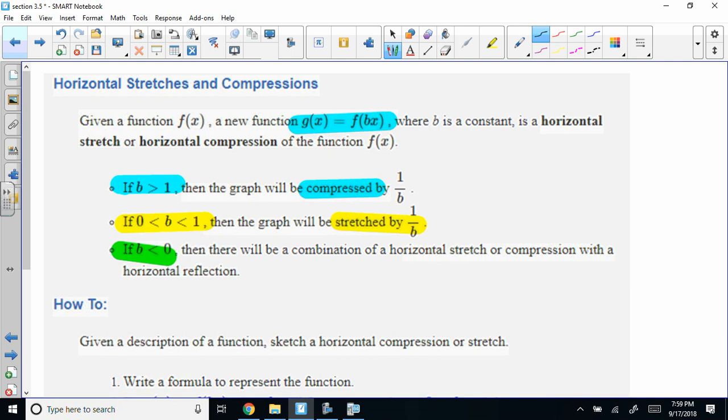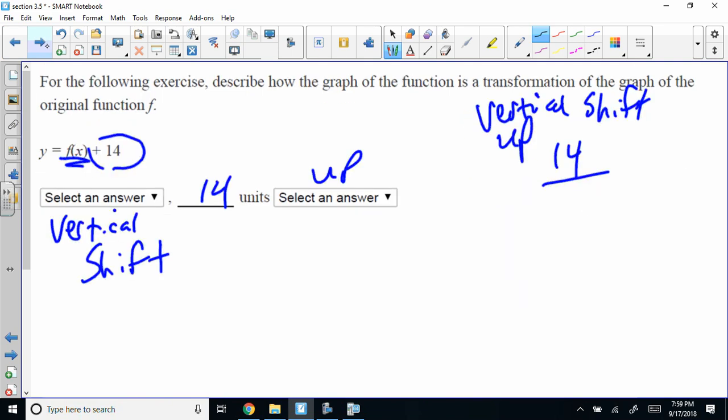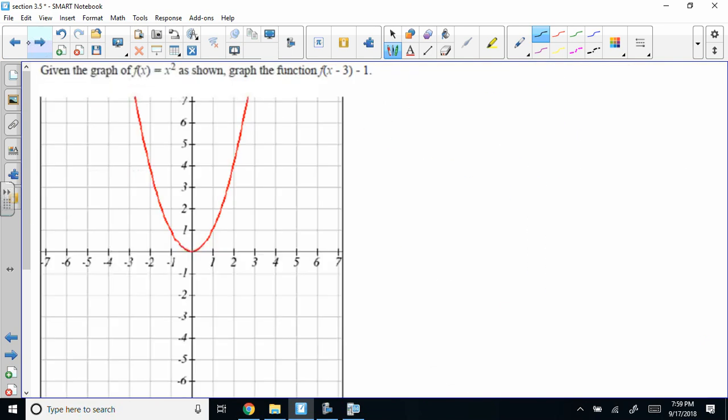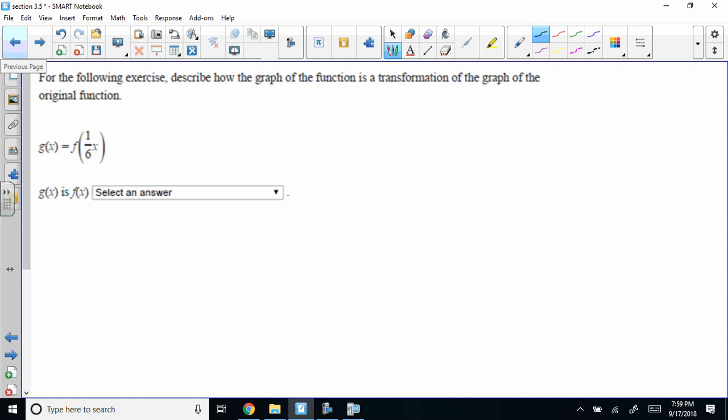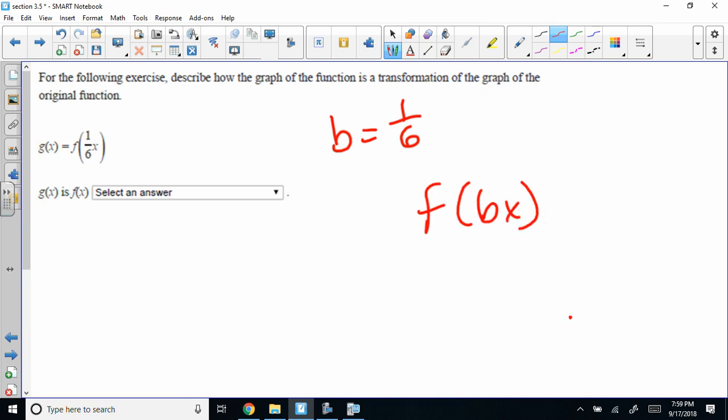That's it. You're right. So let's go back. Okay, all right, so what is B? Nope, because it is this, f of bx, right? Yeah, that's what we had, right? So B is 1/6, right? B, y'all agree? Yes or no?